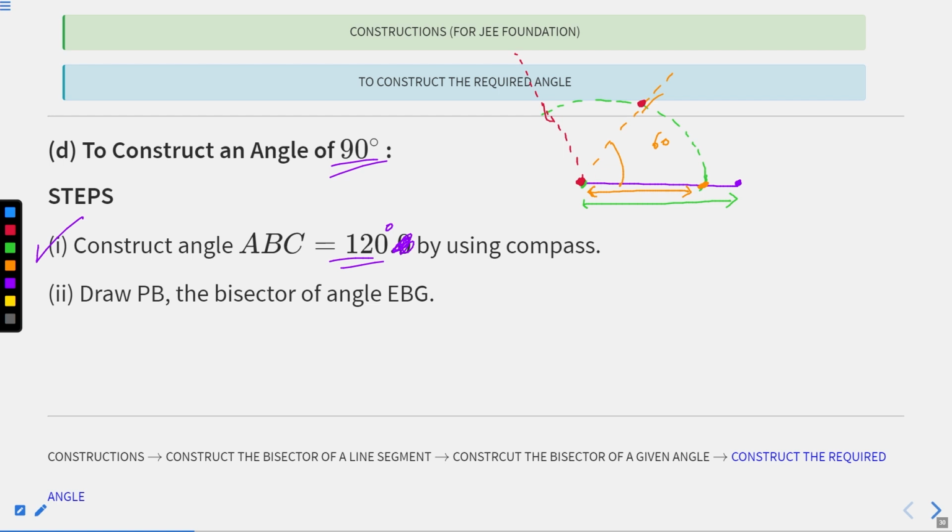This whole angle is 120-degree. I hope this is clear. Now what we will do? Now we will bisect our angle.